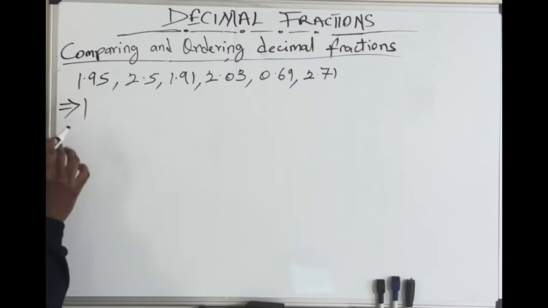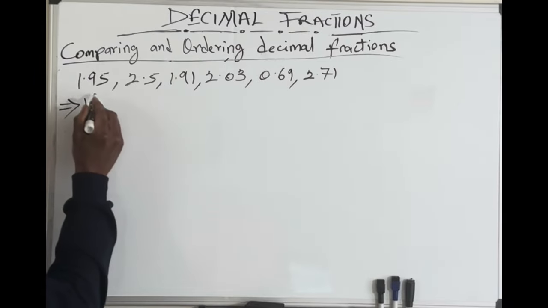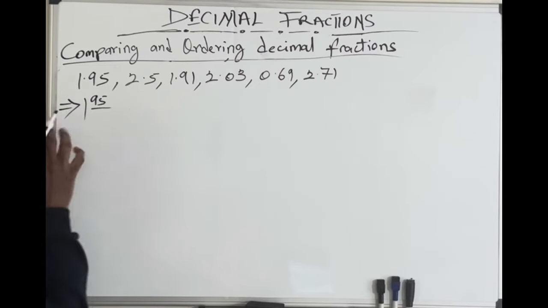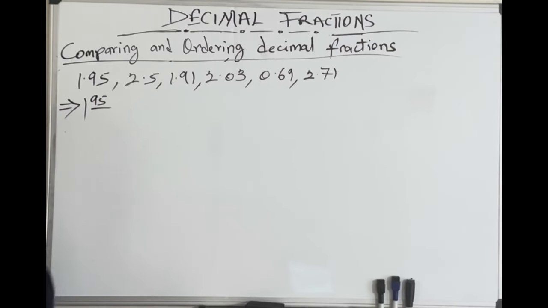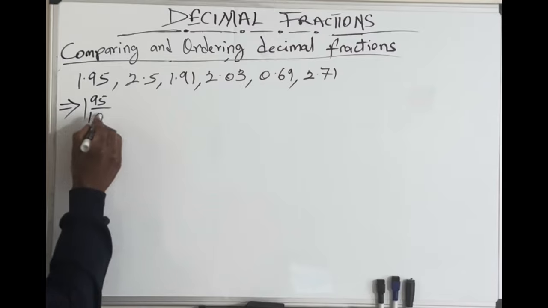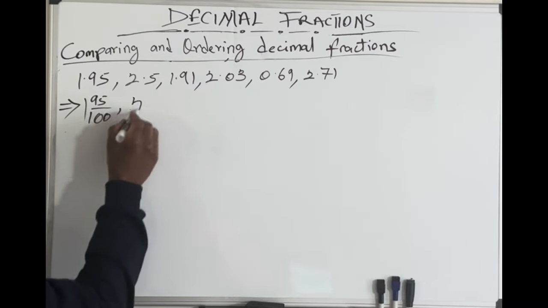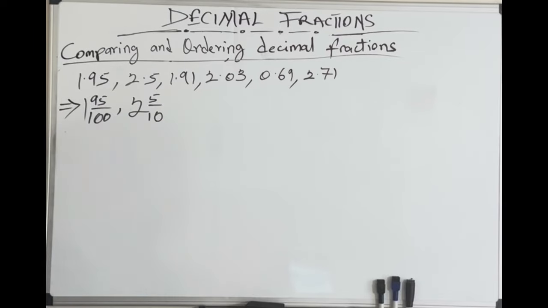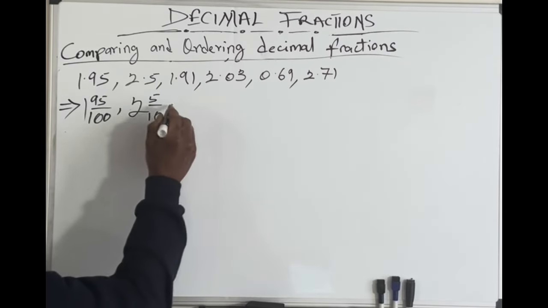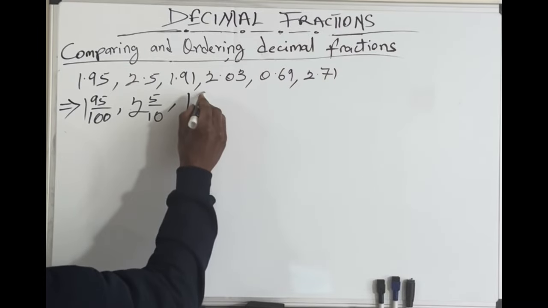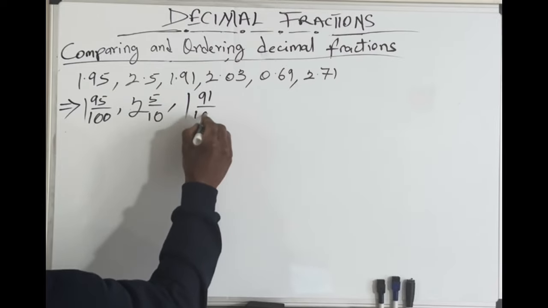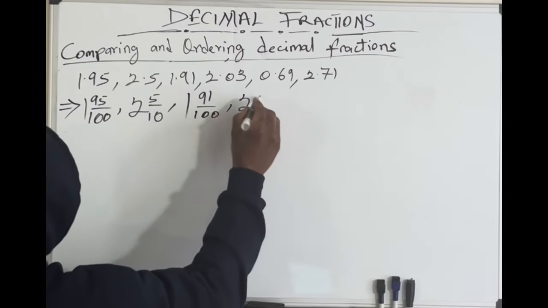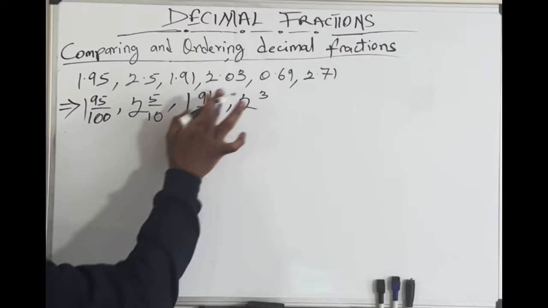So 1.95 can also be written as one whole number, 95 over, after the point, how many numbers? Two, so that will be two zeros, 100. Then 1.5 is one whole number, 5 over 10. Why? Because one number comes after the point. Then 1.91 is one whole number, 91 over 100. Then 2.03 is two whole number, 3. We don't write 03.